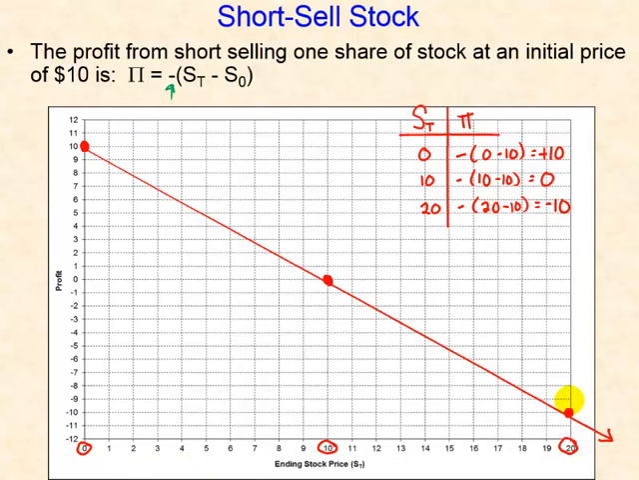Stock prices cannot fall below 0, and so our line starts up here on the left-hand side at the stock price of 0 and a profit of +10, and then the line slopes downhill forever. There's no upper limit on stock prices, and so the higher the stock price rises, the more money we'll lose with our position. So let's make a few summary statements here. Our maximum profit from short selling a share of stock is equal to the initial stock price, in this case $10. On the downside, we have unlimited potential losses.